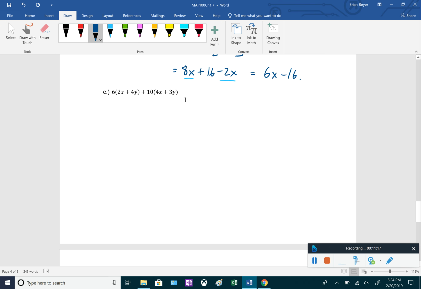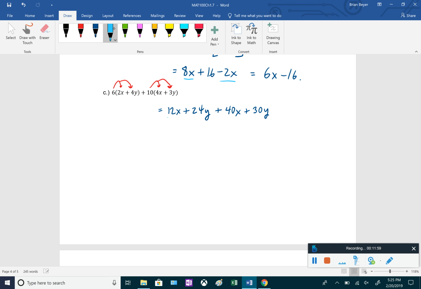Okay, and then for C here, we have 6 times 2x plus 4y plus 10 times 4x plus 3y. So we have two sets of parentheses, so we know we're going to have to distribute twice. So we're going to have to distribute the 6 and distribute the 10. So distributing the 6 times 2x is 12x, plus 6 times 4y is 24y. Now distribute the positive 10. 10 times 4x is 40x. 10 times positive 3y, so plus 30y.